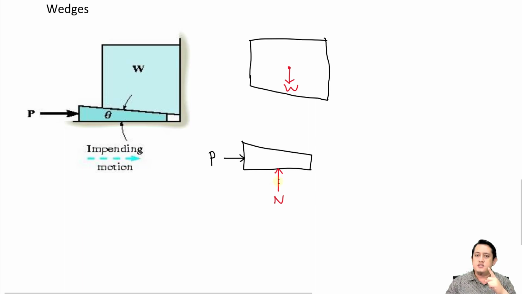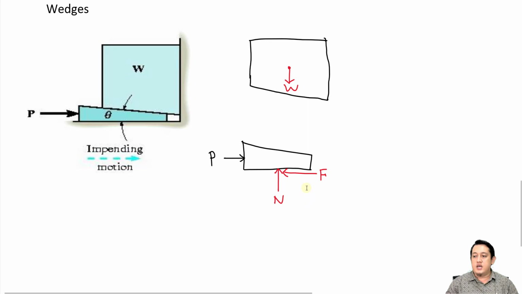But what is the direction of our friction? To the left or to the right? Refer back to our external force. Because our external force is pushing to the right, friction must be working in the opposite direction, to the left. So our friction will be this one.